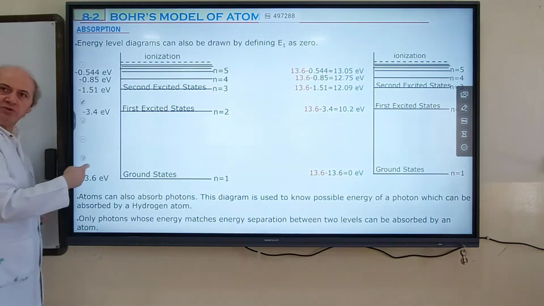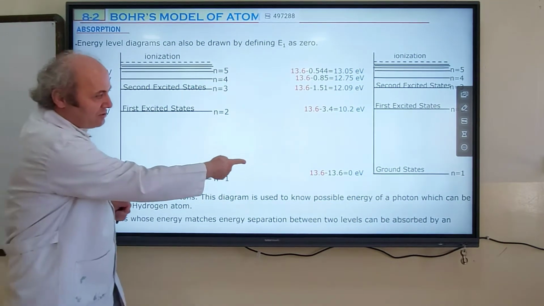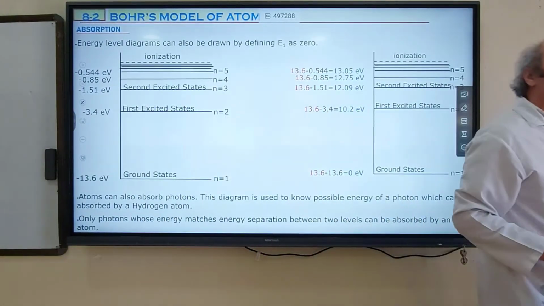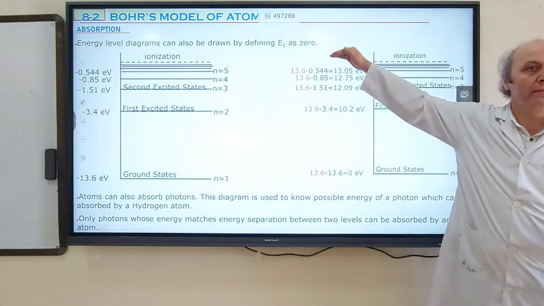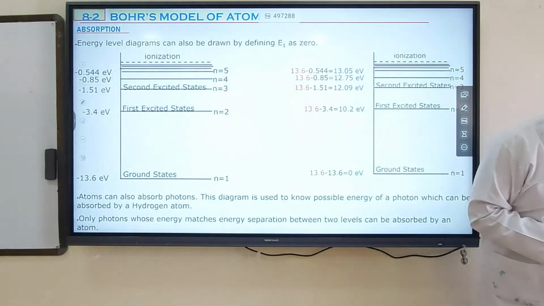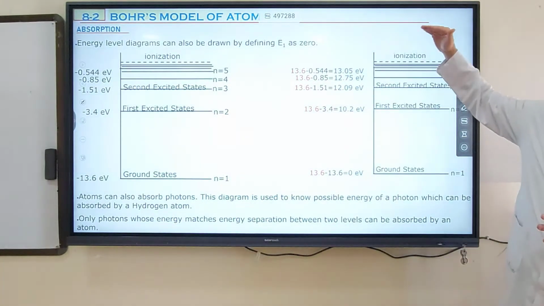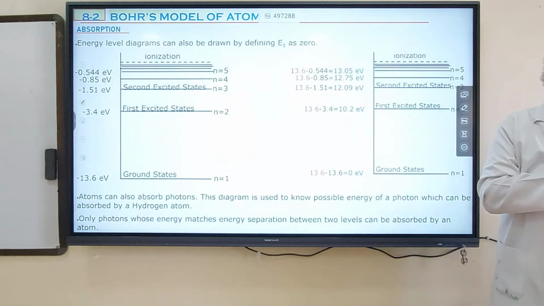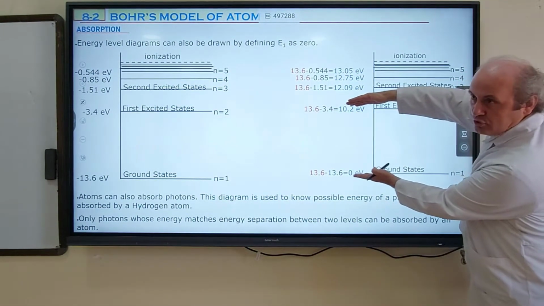How can I make the ground state 0? By adding? Yes. By adding 13.6, I can make the ground state 0. But I have to add 13.6 to each of them. For this one, for this one, for this one, I add them all. When I add them all, I'm going to get the energy level diagram for the hydrogen atom, but in a different way. But no difference. Still the difference between these two is going to be 10.2.